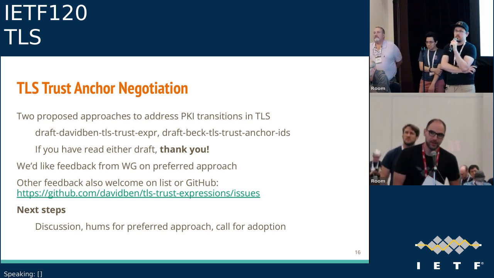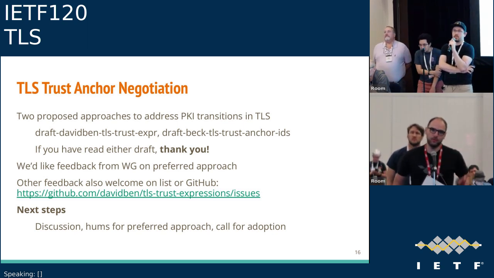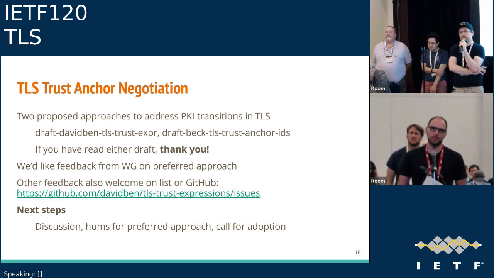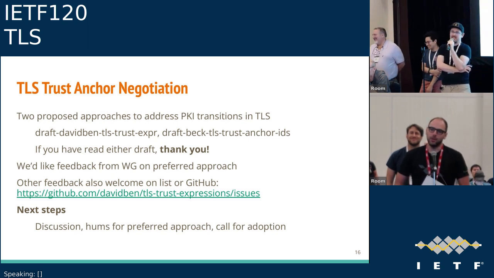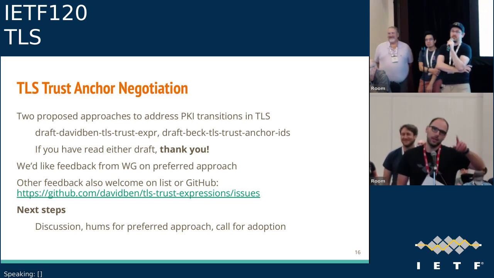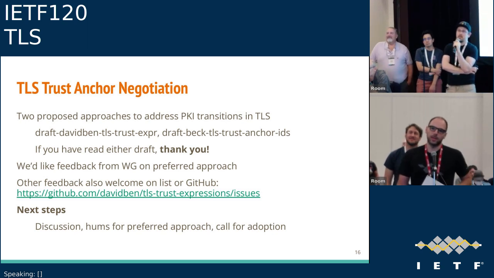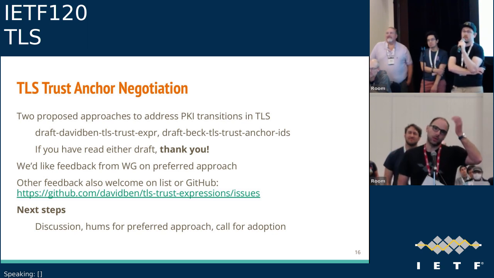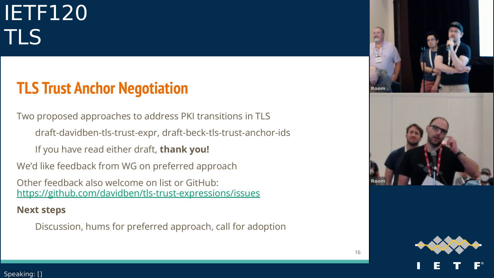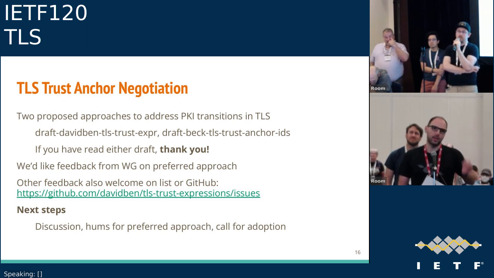Thanks. Alessandro Ghedini, Cloudflare. So my gut preference would be for the trust anchor IDs. You know, just put stuff in DNS and what could possibly go wrong. But I have a couple of questions for you. So you say that for trust expressions, most of the complexities are between the root program and the CA, which I guess works fine if you already have a root program.